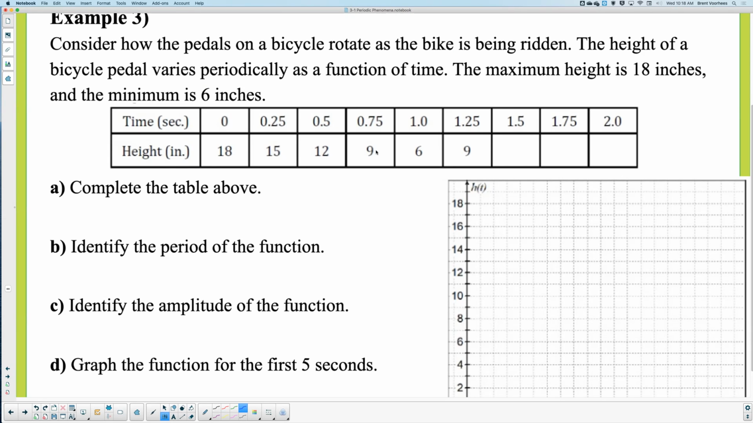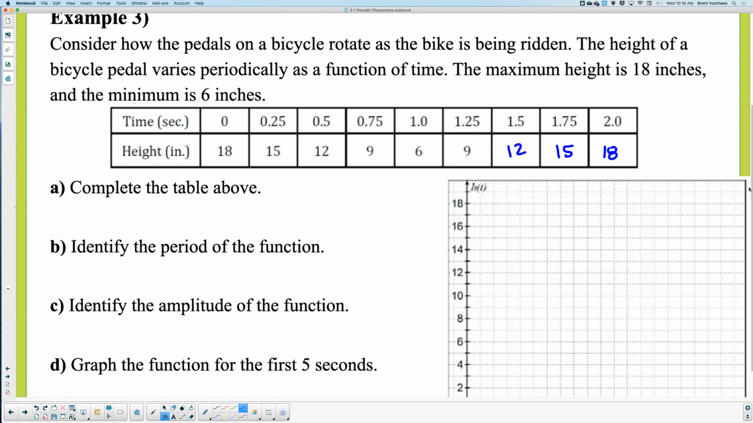All right, so starting with this one, let's first fill in this table. It says the height of the bicycle pedal varies periodically as a function of time. The maximum height is 18 inches and the minimum height is 6 inches. So 18 inches here. This is 15, 12, 9, 6, 9. What number would go here? It's periodic. It should be repeating. 12. 12 then. And then finally, 18.